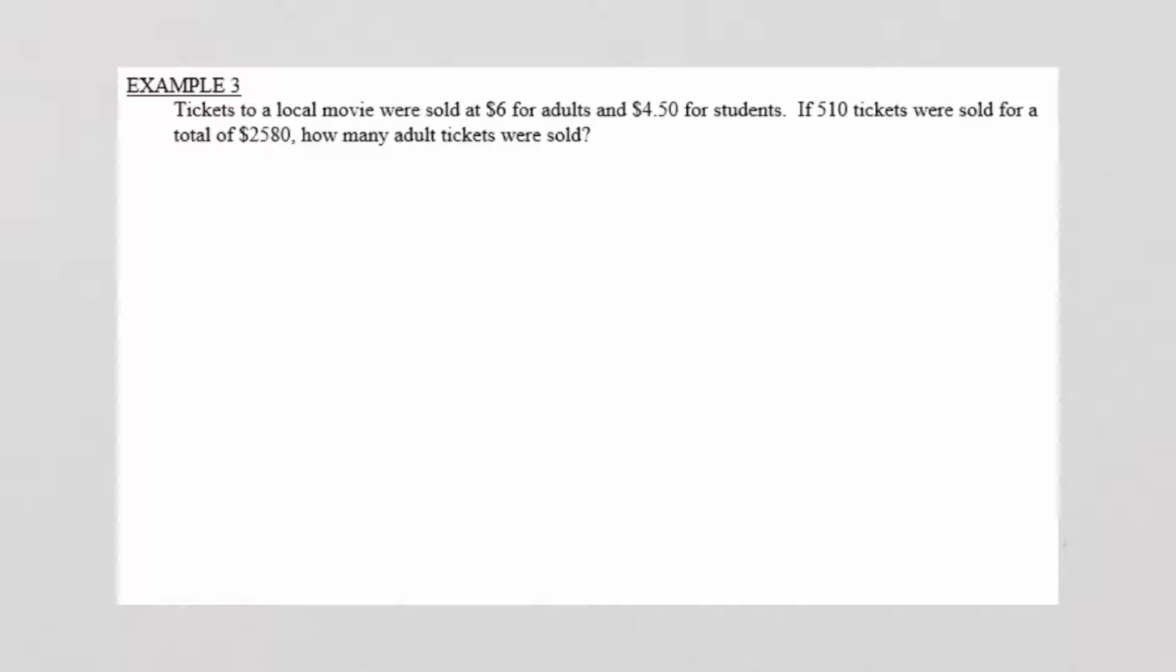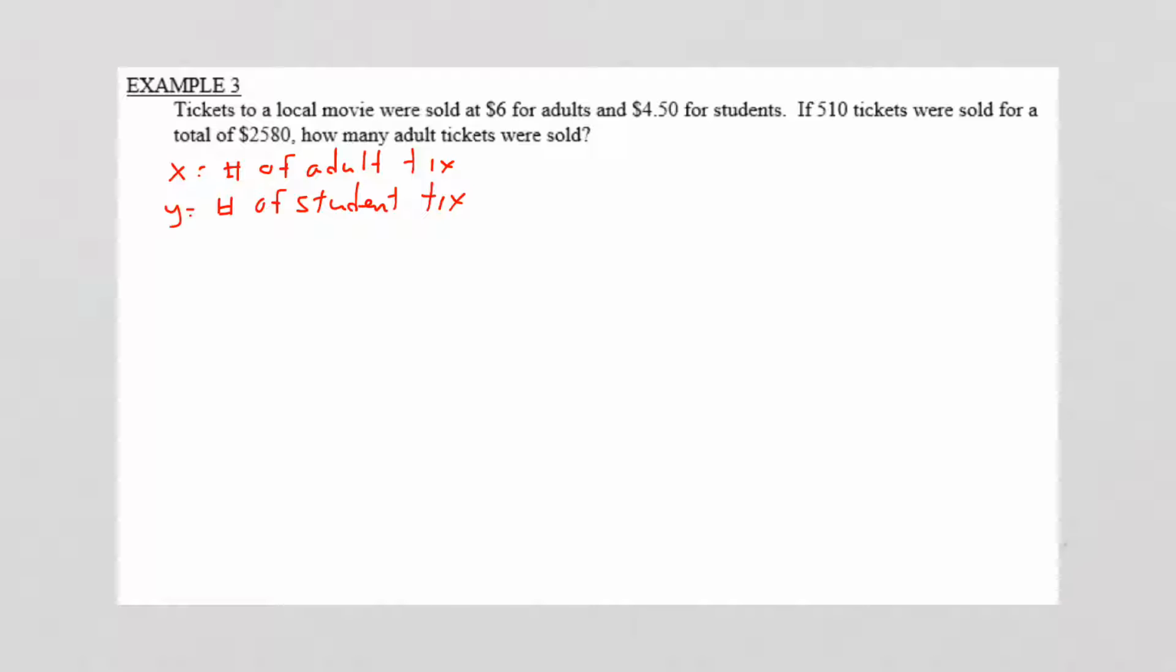In this next example, it asks us how many adult tickets were sold. So we're going to label that X. So we say that X is the number of adult tickets, and then we'll label Y as the number of student tickets. So again, that's the first step, to define the variables. The next step is to write the equation.